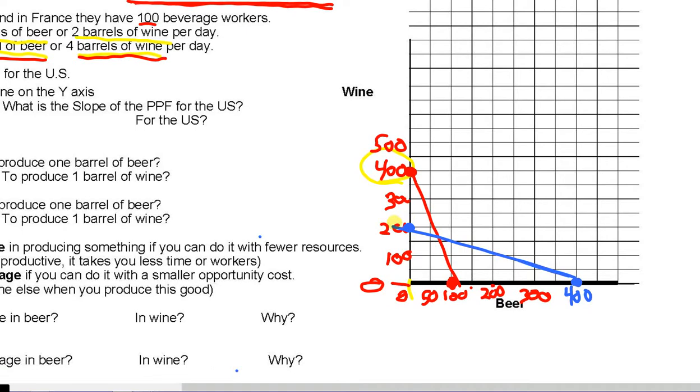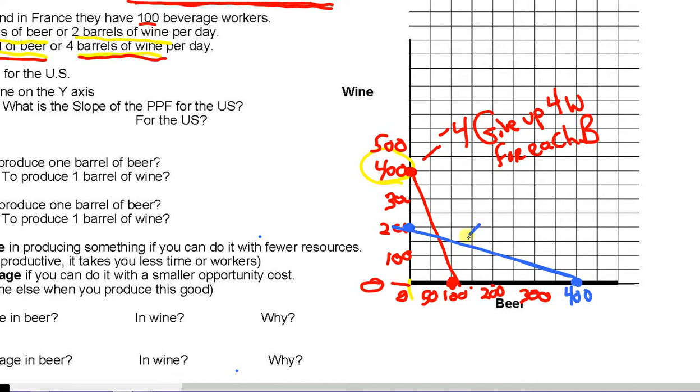Now for France, what we said was that each time they want to make a unit of beer, the slope of this line is -4, and that slope of -4 means for France that they have to give up 4 wine for each beer. So that tells us about their opportunity cost. 4 W's for each 1 B. Let's look at the United States.